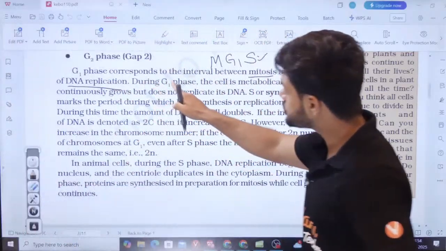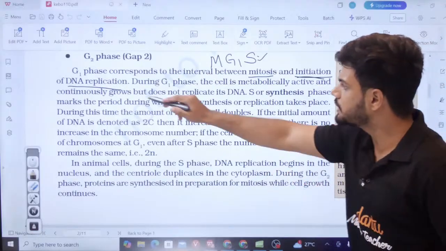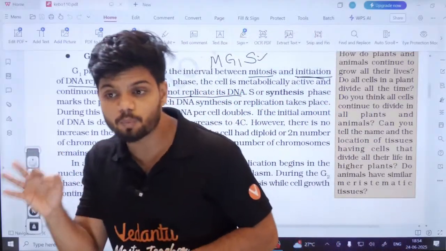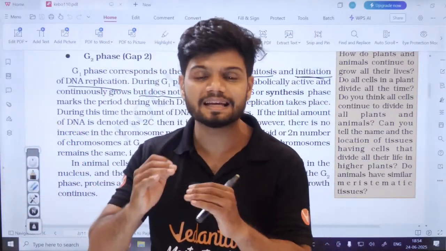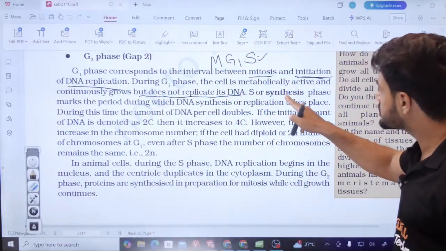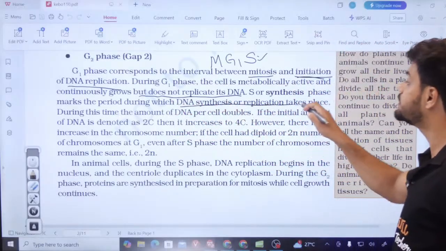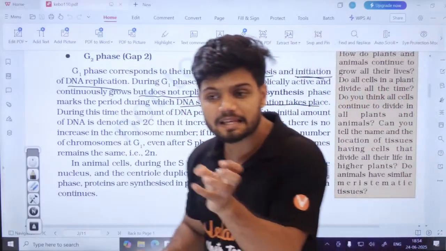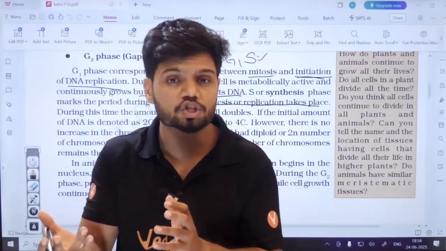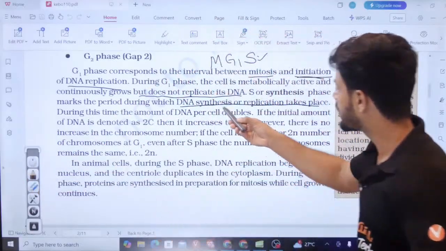Now during G1 phase, the cells are metabolically active and continuously grow, but do not replicate their DNA. Very important line: in the case of G1, the DNA is not replicating at all. S or synthesis phase marks the period during which DNA synthesis or replication takes place. So the entire DNA replication, or DNA duplication, happens in the S phase.